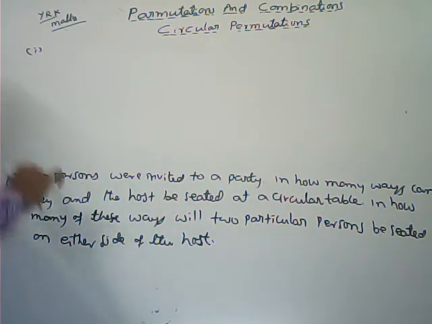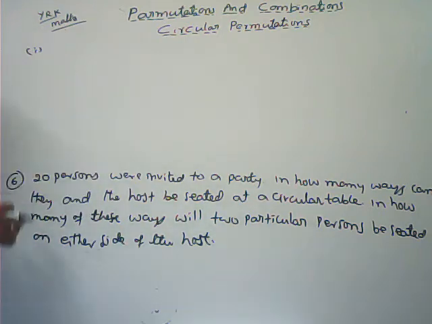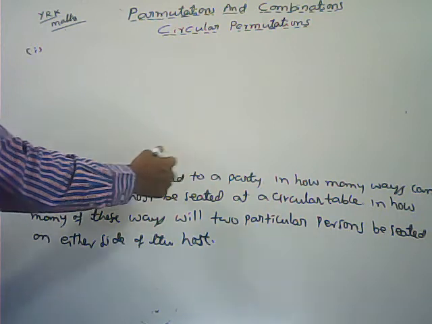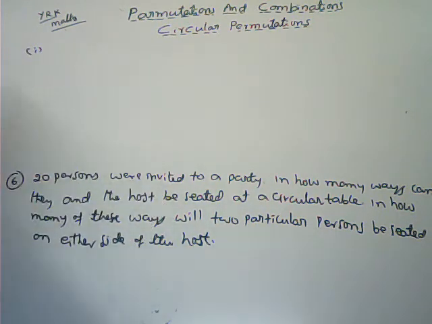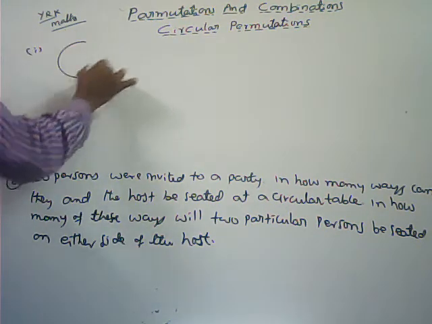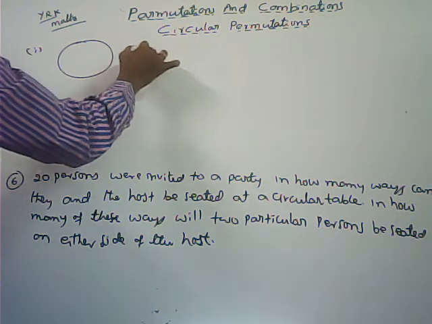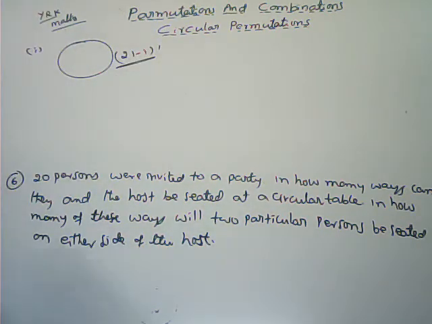20 persons, total number of persons 20, including the host. Here the host is also there. So total number of persons is 21. In how many ways can we arrange them at a circular round table? 21 minus 1, that is equal to 20 factorial. And here what are they saying?